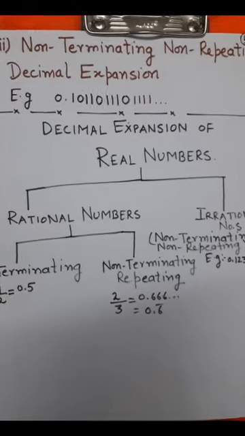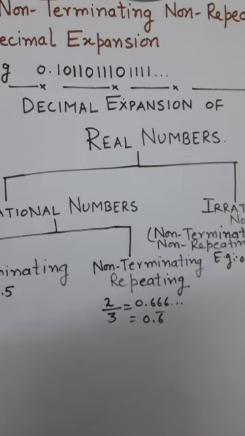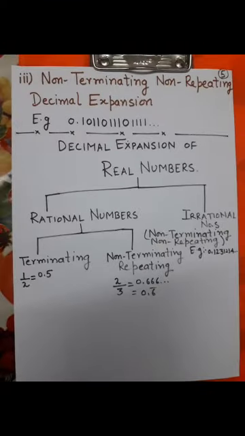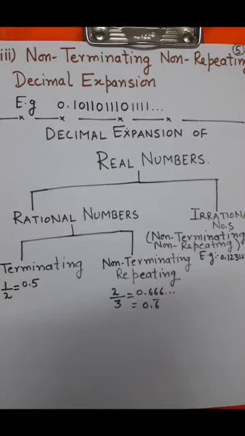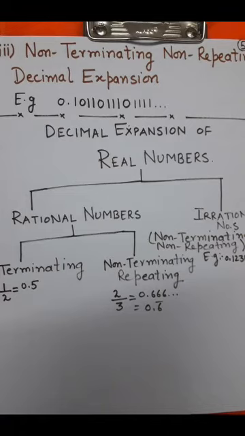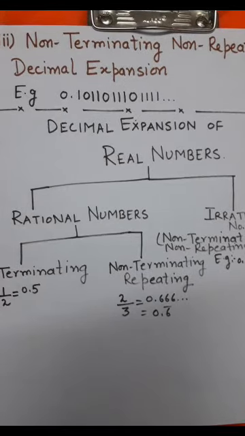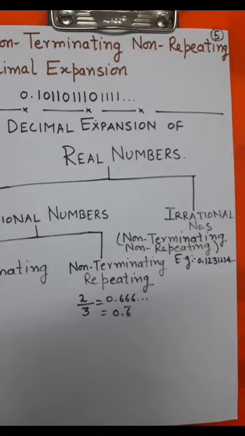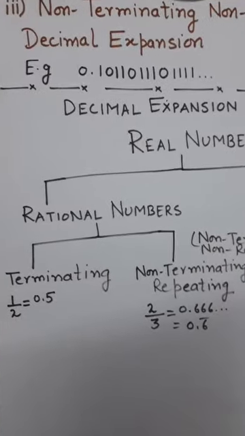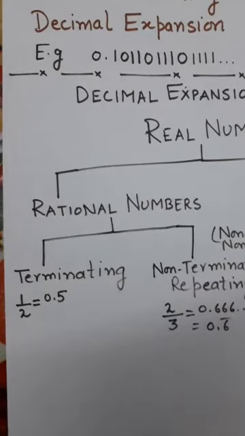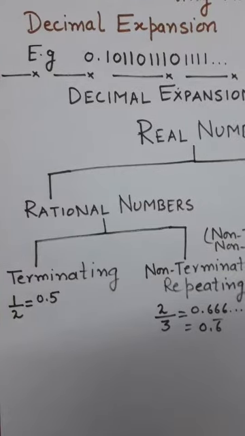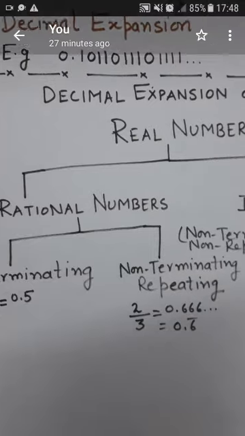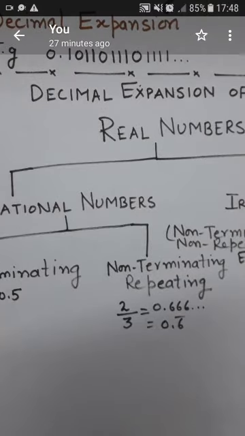Now after this we are coming to the decimal expansion of real numbers. See here, earlier I told you that real numbers are of two types. The first is rational numbers and the second is irrational numbers. Now see here, rational numbers have two kinds of decimal expansion. The first is terminating decimal expansion and the second is non-terminating repeating.